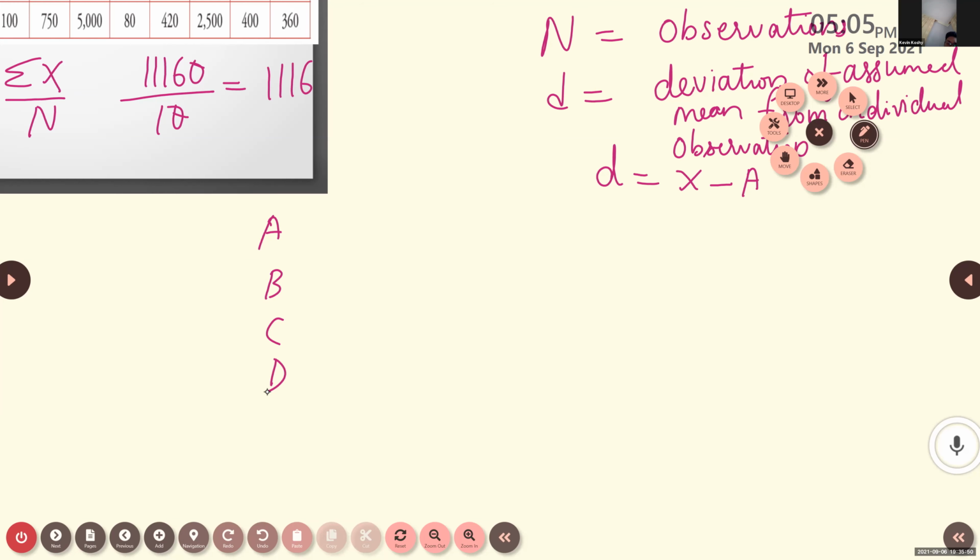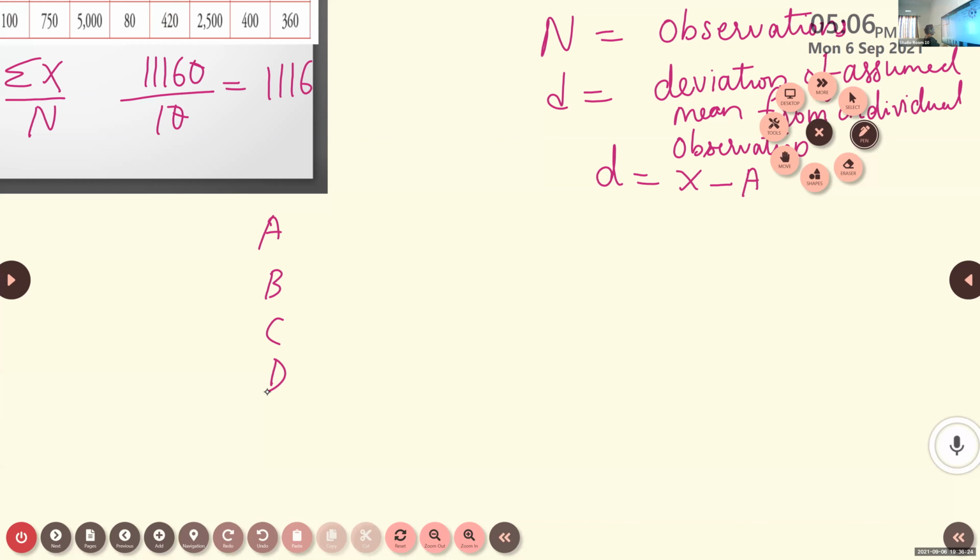Ma'am, can we take any number as the assumed mean? Usually, when we arrange in ascending order, we can take the center value, or somewhat the middle, whatever comes. But according to your textbook, they have taken one number, 850, the 8th number. They have taken it as the assumed mean, and done it accordingly.